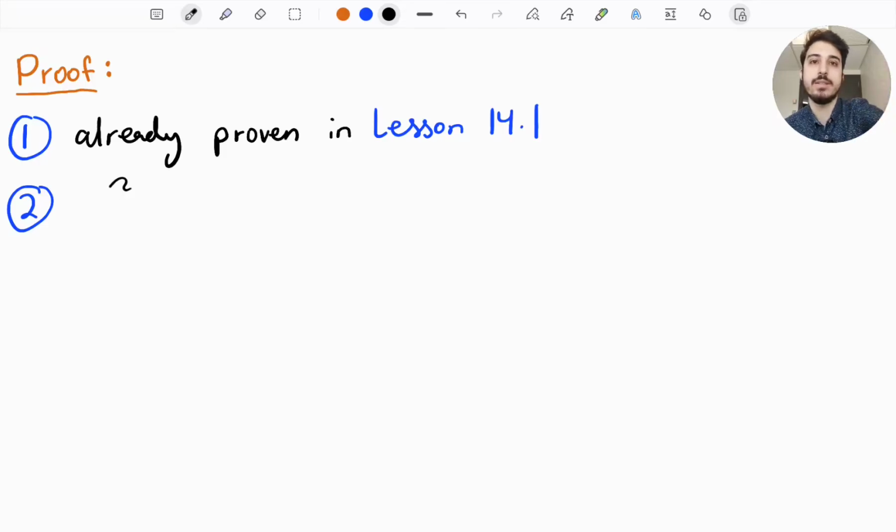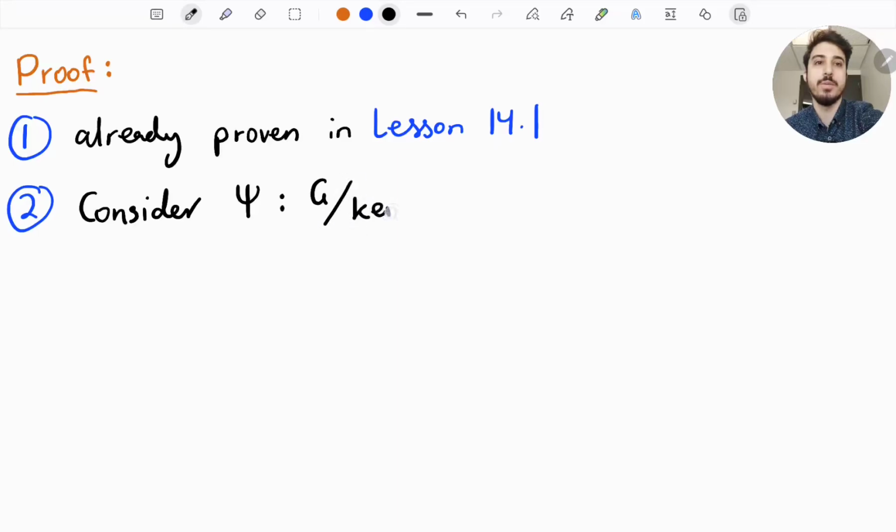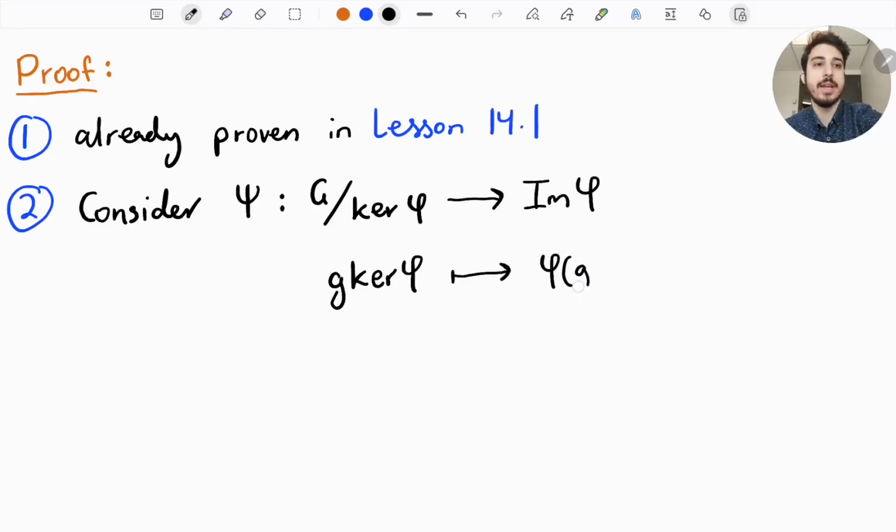We're going to be defining a map, psi, that takes an element from the quotient group. Notice that I can say this is a group because the kernel of phi is now a normal subgroup of G. So psi takes an element from this group and gives an element in the image of phi. And it is defined to be taking a coset of kernel of phi, g ker phi, and giving back the image of g by the homomorphism phi stated in the theorem. And this is the definition of psi.